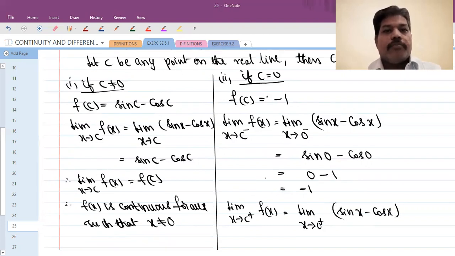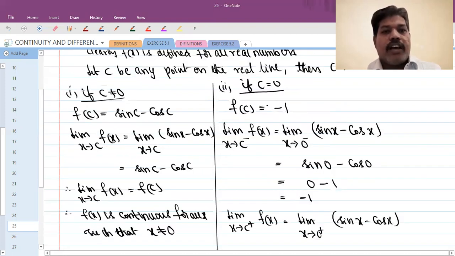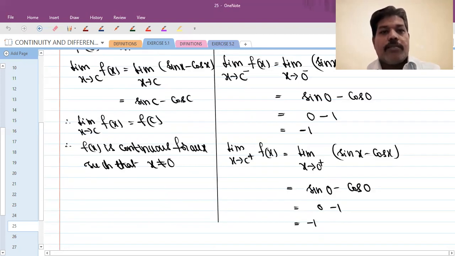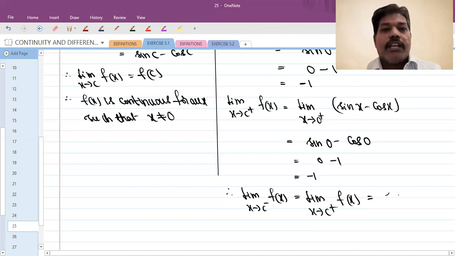So if you apply the limit, what happens? That is nothing but sin 0 minus cos 0, so it will become 0 minus 1. This value will become minus 1. So f of c value is minus 1, the limit as x extends to c minus of f of x is minus 1, and the limit as x extends to c plus of f of x is minus 1. At the end, what we can conclude is that the limit as x extends to c minus of f of x is equal to the limit as x extends to c plus of f of x, which is equal to f of c.